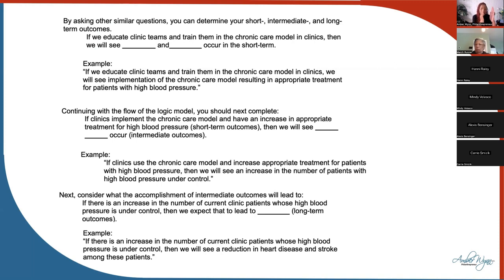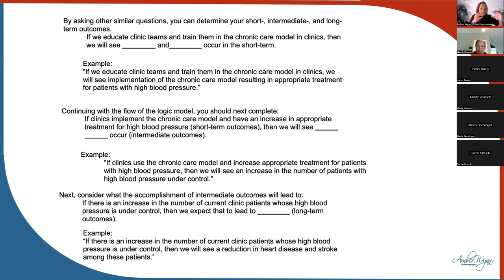So if we put in the training to the particular stakeholders and they do this new model, then our patients should reduce their symptoms, right? And then we should see overarching in our community, a reduction in heart disease and stroke among the patients. As a reviewer, we need it to be that simple, especially when you've got all of these activities and you've got all of these players. It's like, what is the bottom line?